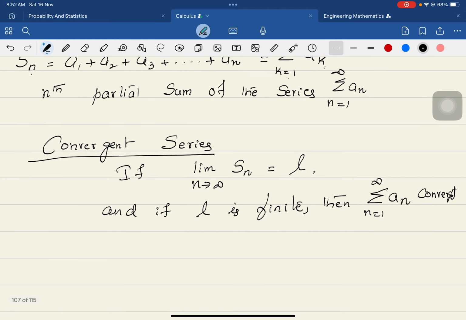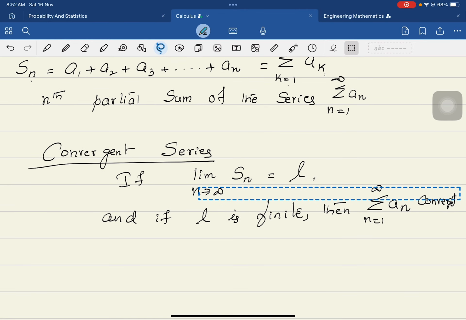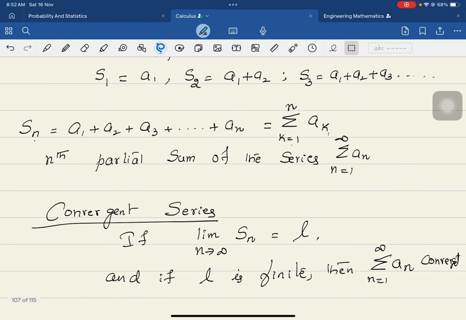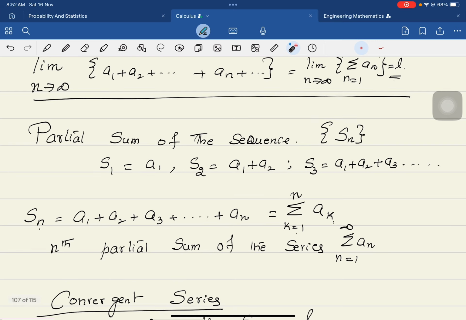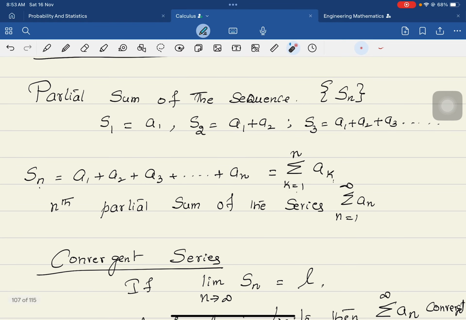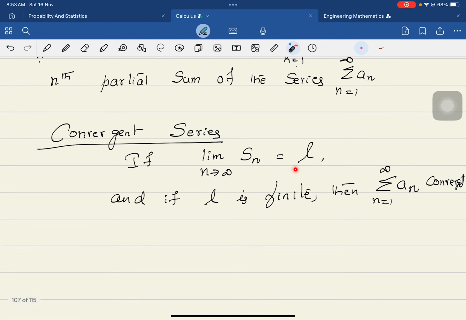This is the easiest thing for us to understand. When you write the nth partial sum of the series, because it is difficult to add up to an infinite number of terms, if we find the nth partial sum and find that a limit exists for it, we can say that even for the whole series the limit exists, and if that limit is finite, then it is convergent.